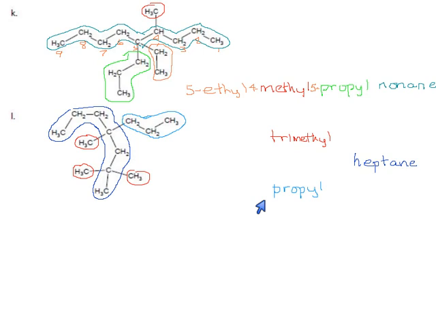Now, you put these in alphabetical order. Do not count the prefix. You shouldn't be saying P comes before T, therefore propyl comes first. You should be saying M for methyl comes before P for propyl, therefore the methyl goes first. Ignore the prefixes and just concentrate on the actual group names when you are alphabetizing these things. So it's trimethylpropylheptane.